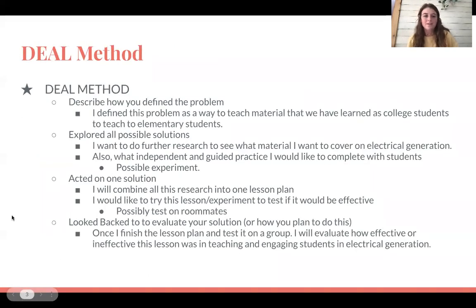So the DEAL method. So describe how you define the problem. I define this problem as a way to teach material that we have learned as college students to teach to elementary students and more specifically a certain grade.